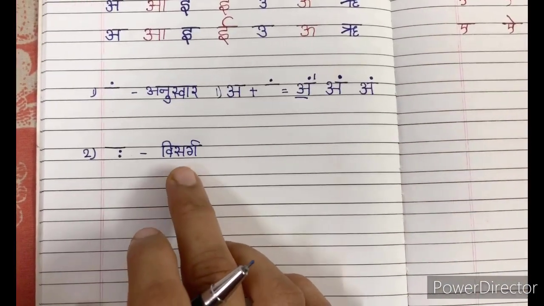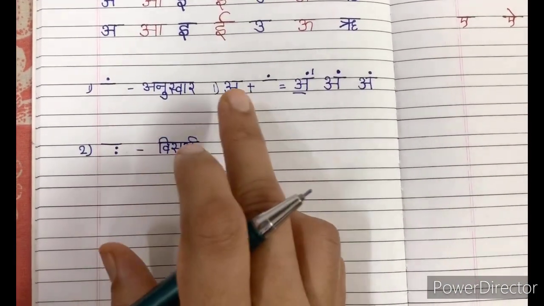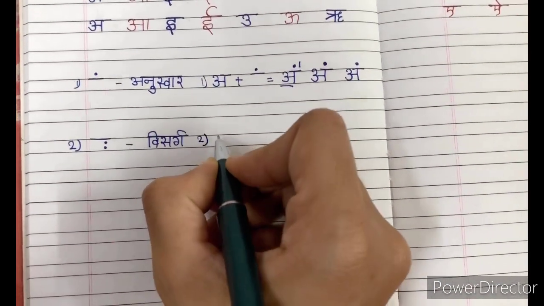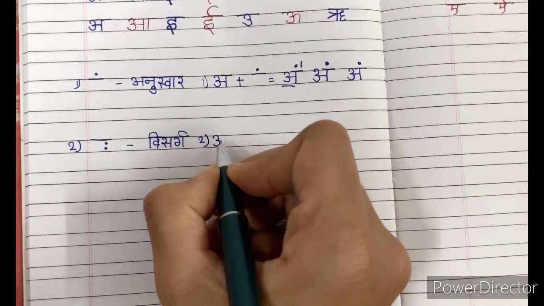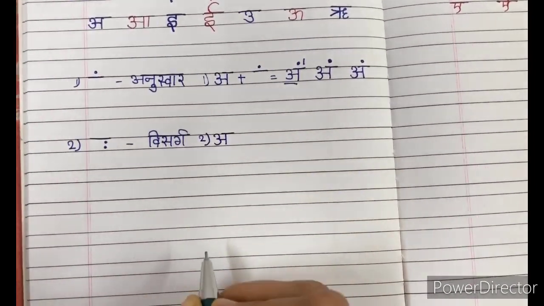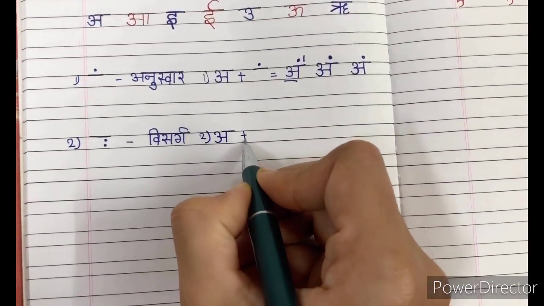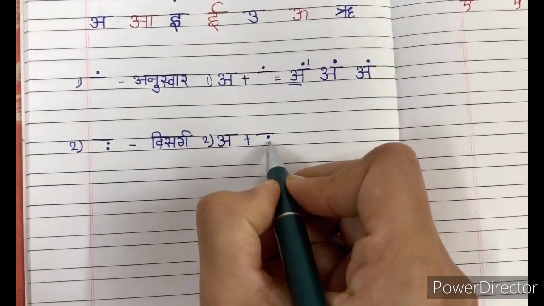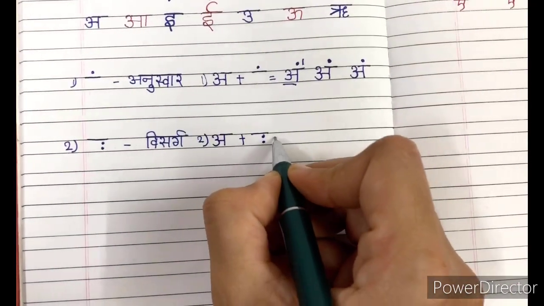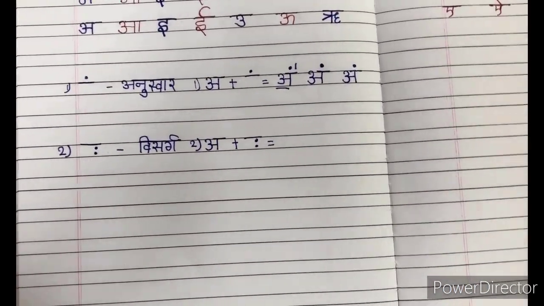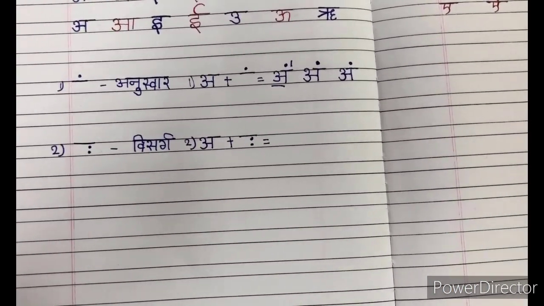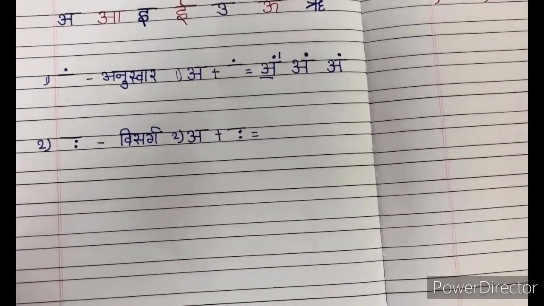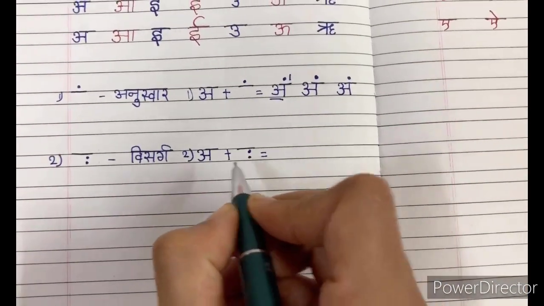Now let's come to visarga. Now again, to write visarga, we need to write swar. So here I will write number 2. Let's write swar first. Plus, now we are going to take visarga, so sign of this visarga is equal to. And every time, whenever we try to pronounce visarga, it sounds like her. Okay? Visarga sounds like her. How? You will understand now. I will show you it.